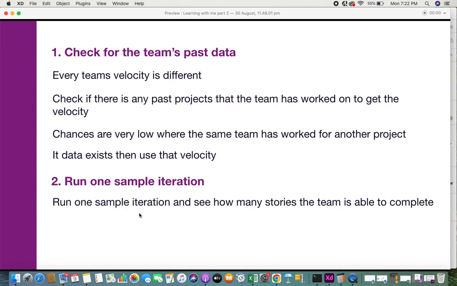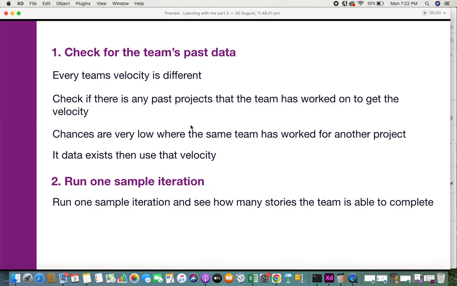The first one is to check the team's past data. One thing that you need to keep in mind is that every team's velocity is different. You cannot compare another team's velocity with your team's. With this in mind, you need to check if there are any past projects that the team has worked on to get the velocity. Check if this team has worked on any past project together, and whether you can get that historic data in order to define your team velocity.